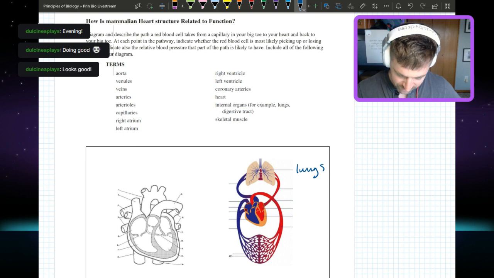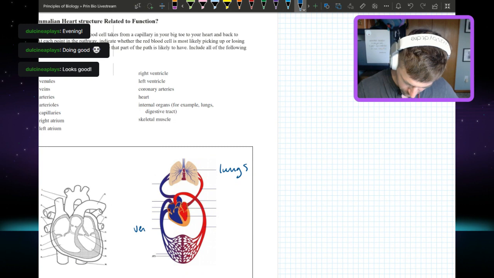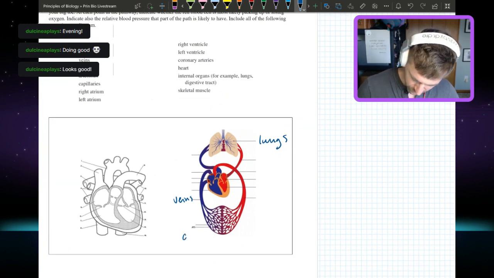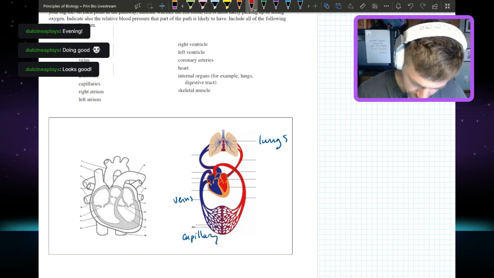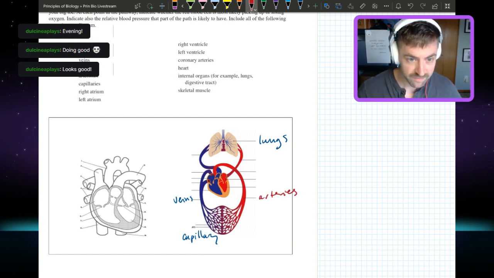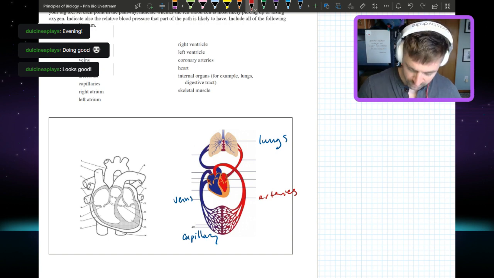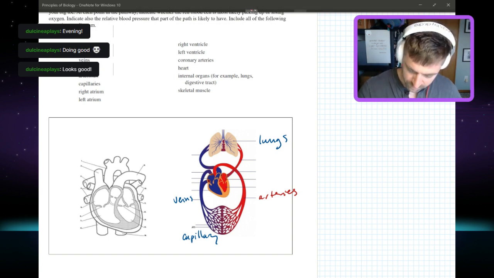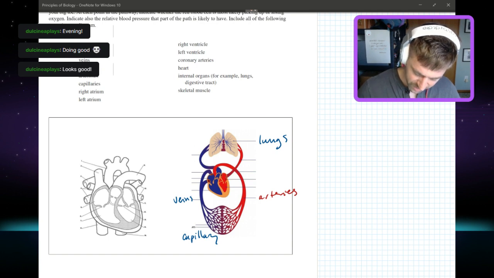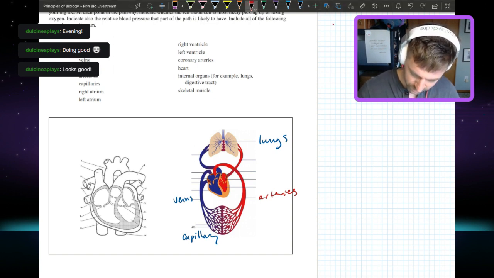We've got our lungs. We've got veins. We've got our capillary network. We have arteries. Trying to monitor the chat and do this. Up here we've got the pulmonary circuit. This is our, come on.